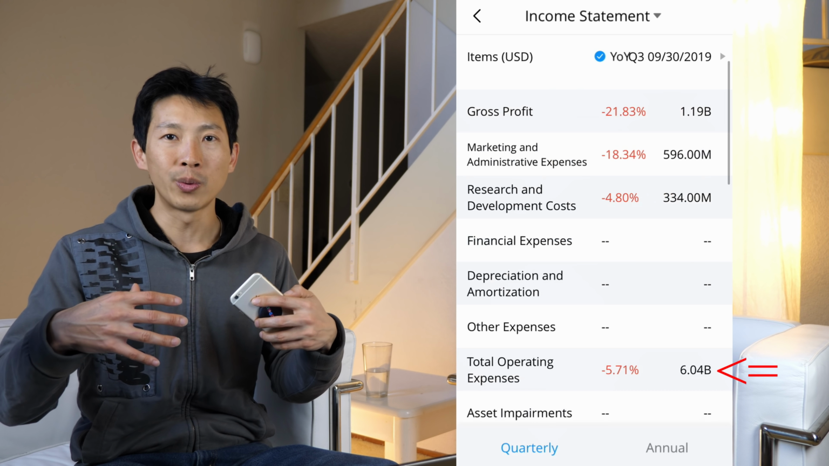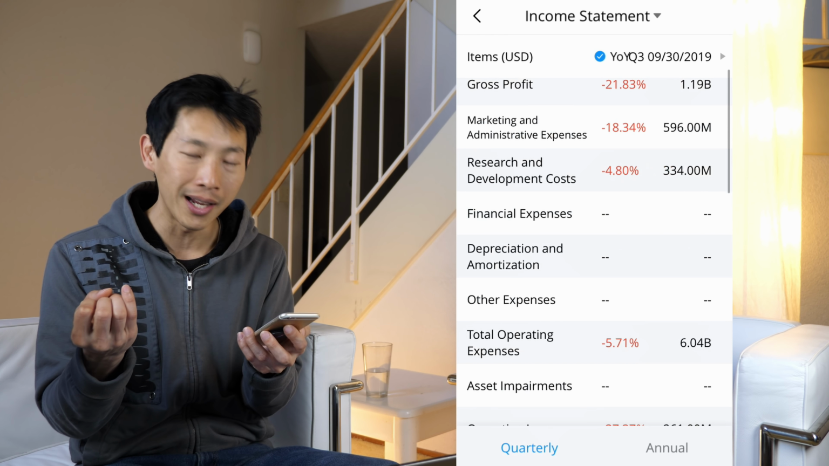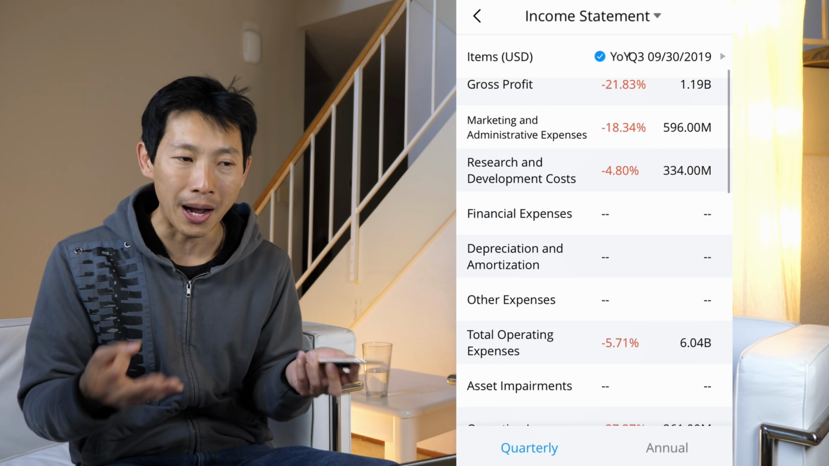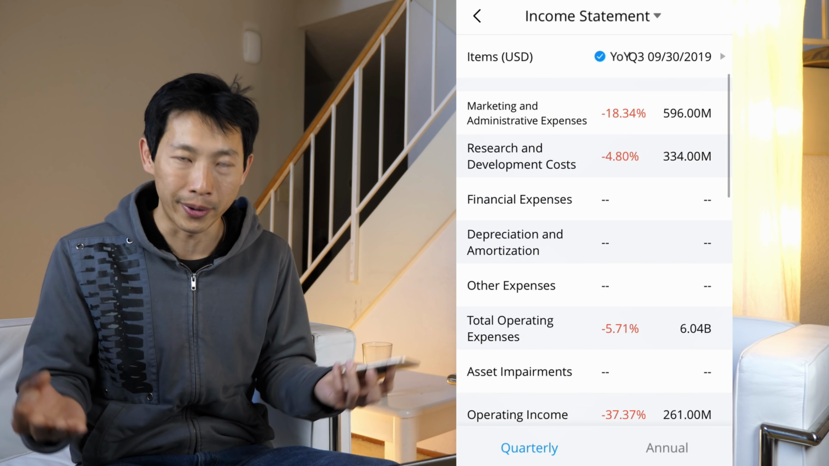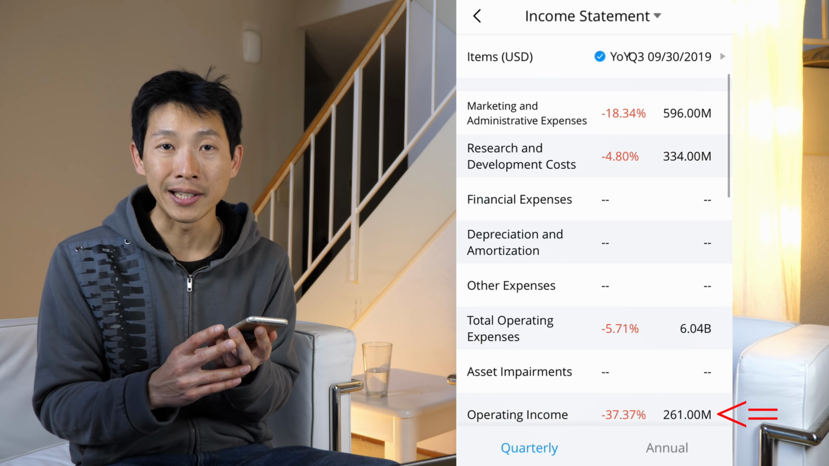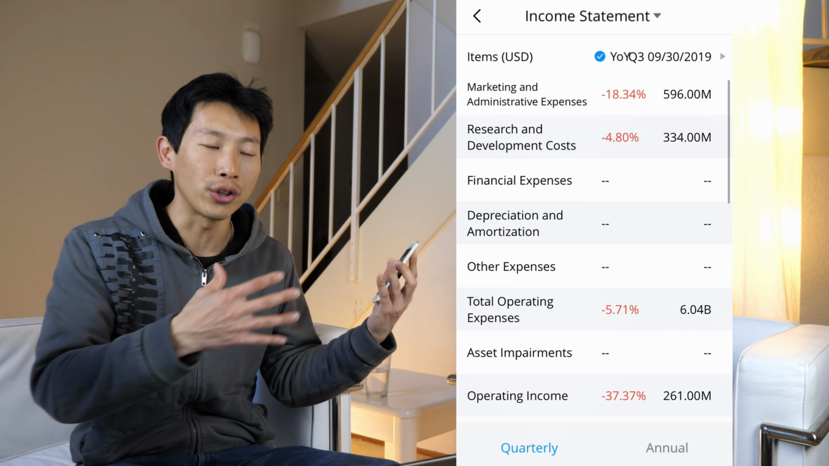It means to run the company, they have to pay the electric bill. Maybe they rented a building, they have to pay the lease or something. They also have to pay salary. So when you add all these up, how much does it cost the company to operate it? It's $6.04 billion. Operating income is an important thing because this is after you factor in all the operation costs.